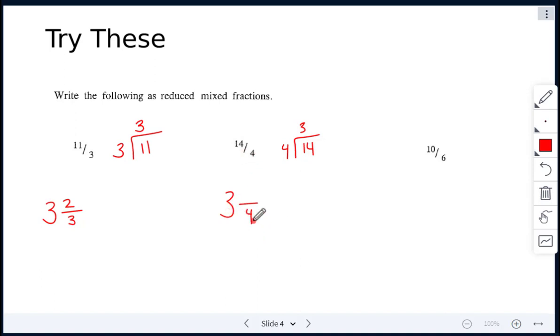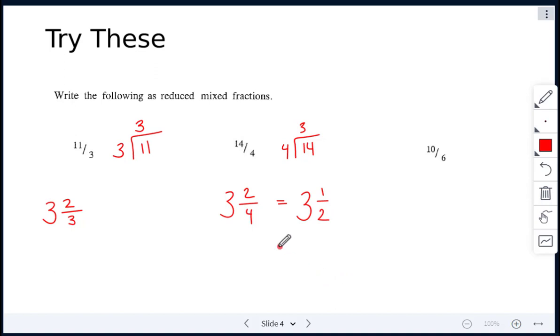So 3 times 4 gives me 12. We need 2 more to get to 14. All right, but if you look here, 2/4, it's not reduced, so we would reduce that. Okay, so 3 and 2/4 can get reduced to 3 and 1/2.